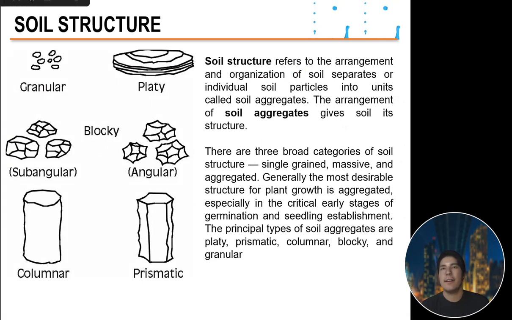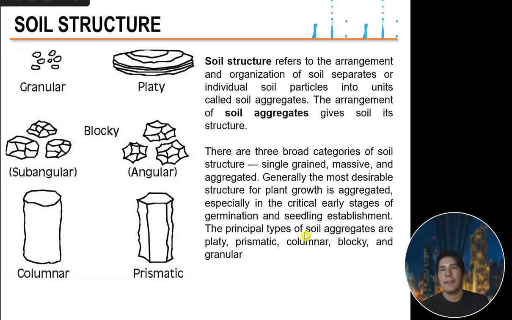So the soil structure refers to the arrangement and organization of soil separates or individual soil particles into units called soil aggregates. So the arrangement of soil aggregates gives soil its structure. So there are three broad categories of soil structure. We have the single grain, massive, and aggregated. So generally, the most desirable structure for plant growth is aggregated, especially in the critical early stages of germination and seedling establishment.